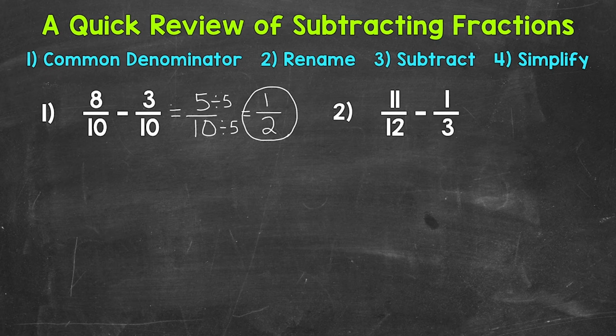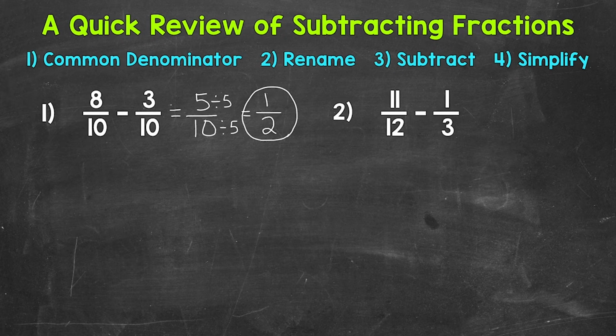Now for this problem, we do not have a common denominator between our original fractions that we're subtracting. So we need to find a common denominator and then rename these fractions with that common denominator in order to subtract. Now we can find a common denominator by finding the least common multiple between 12 and 3, and that's going to be our least common denominator. Now you may be able to think about what that least common multiple is without writing out lists of multiples for both 12 and 3, but as a review, I'm going to write out some multiples of both 12 and 3 in order to find that least common multiple.